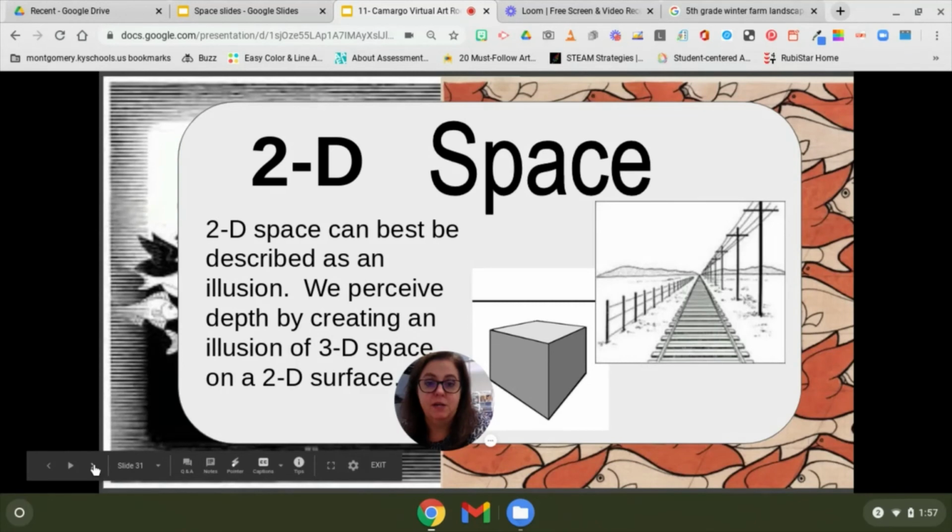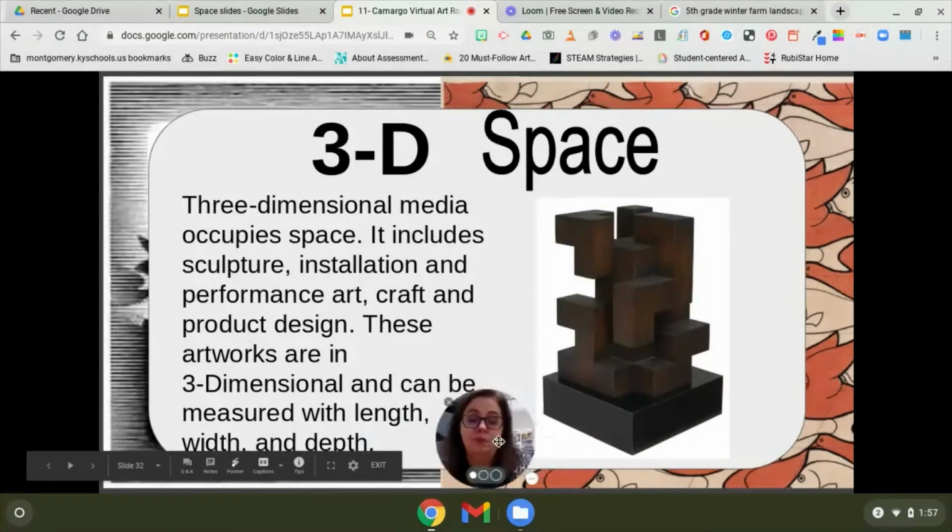So 3D space is actually where you take something and you use it to create something that's actually 3-dimensional. So it would be sculptures, installations, which is when artists create something and then they install it in a certain spot, that is called an installation. And then performance art, which would be where you're performing the art, and product designs, like people who design products for a living have to deal with 3D space. The 3 dimensions can be measured with length, width, and depth.